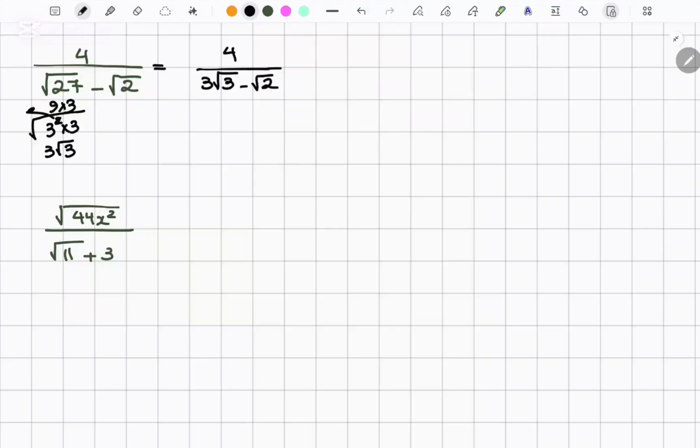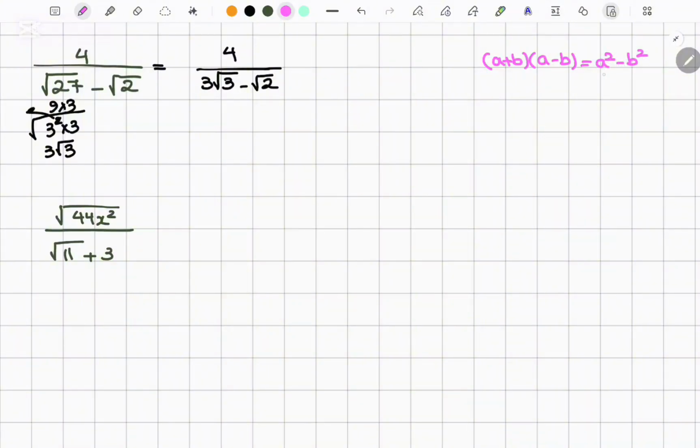So can I add or subtract these? No, because they're not like radicals, right? But what am I supposed to do to get rid of the radicals in the denominator? What is the thing that would separately raise both of these numbers to the power of 2 without doing anything odd or anything wrong? So I want you to remember this special case, guys. The difference of squares. So a squared minus b squared.